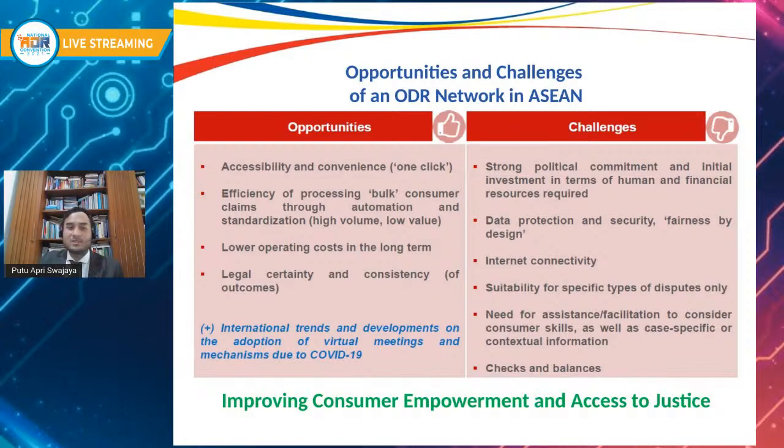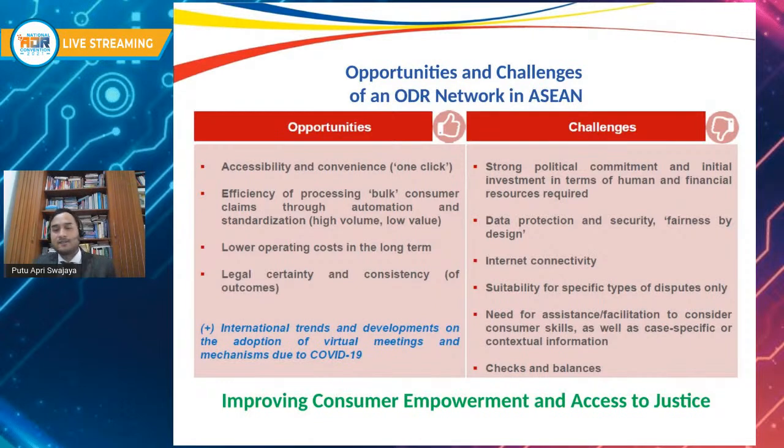The ODR enables bulk consumer claims to be processed with some degree of automation and standardization. It addresses low value and high volume complaints in the business world. Given the technology efficiency, the marginal cost of every additional complaint is very low and sometimes can even approach close to zero, resulting in a lower operating cost in the longer run. Thus, it is financially sustainable, not to mention the legal certainty and consistency of outcomes.